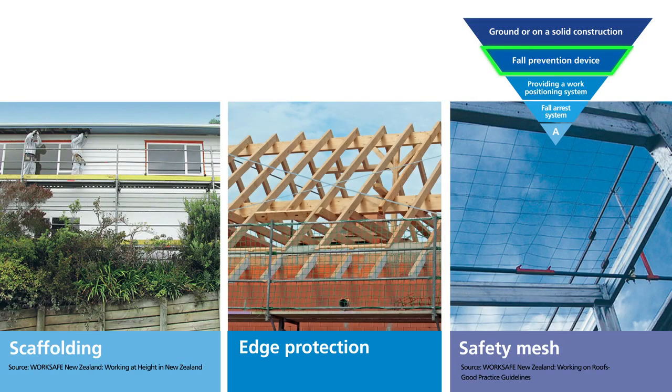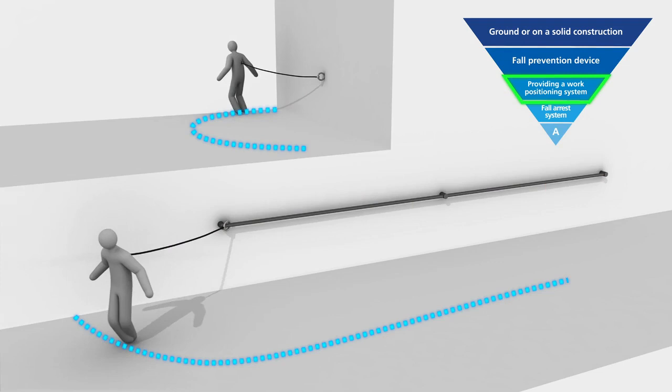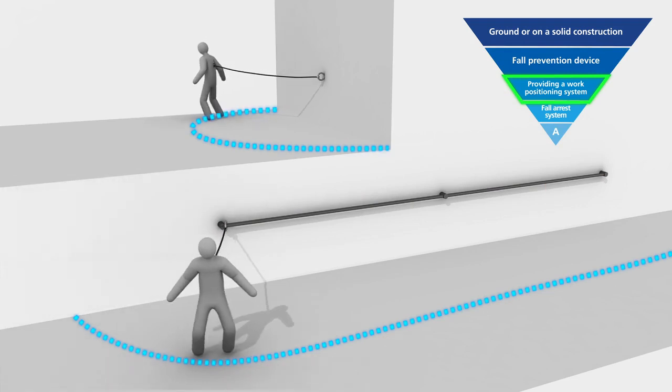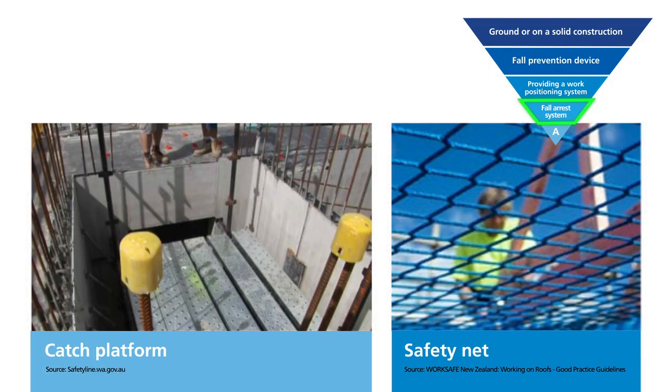For temporary working at heights, reduce the risk by using a fall prevention device that once erected or installed, there is no need for alteration. Further reduce the risk by using a work positioning system. Fall restraint physically prevents a person reaching a position where there is a risk of a fall. Reduce the remaining risk by using fall arrest systems.